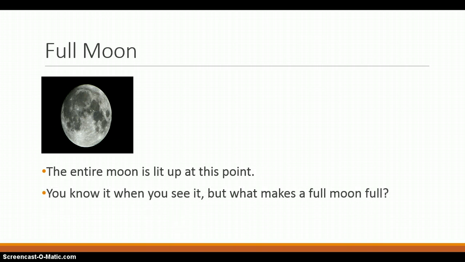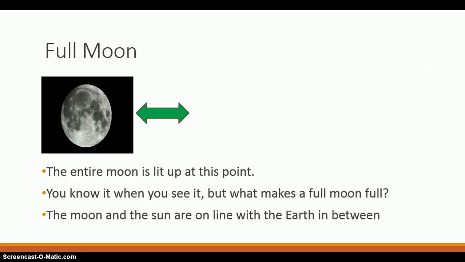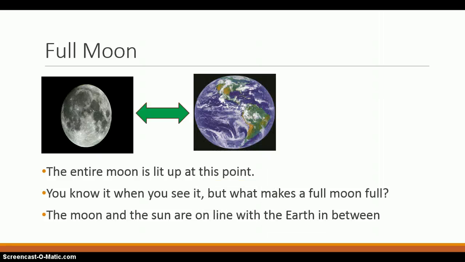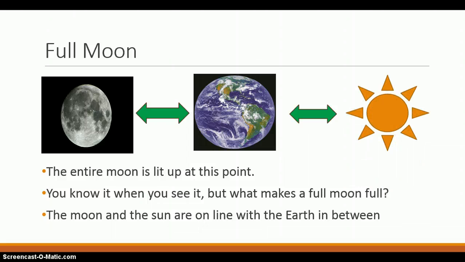You know it when you see it, but what makes a full moon full? At full moon, the moon and sun are on line with Earth in between. It's as though Earth is the fulcrum of a seesaw and the moon and sun are sitting on either end of the seesaw. So as the sun sets in the west, the full moon rises.